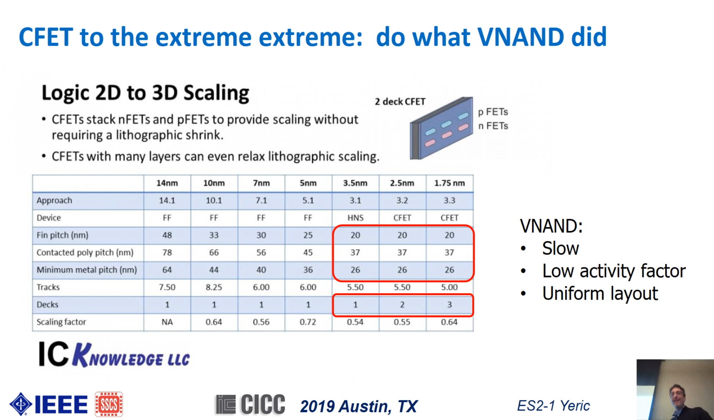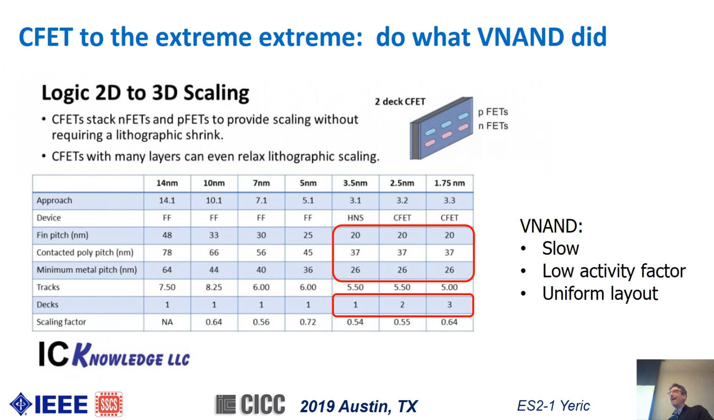And the quick summary is we're just doing what VNAND already does, right? Vertical NAND just stacks, what is it now, 96 transistors in a column? And so when you look at it from a simplistic perspective, you think, hey, we already know how to do this, but that's memory, right?